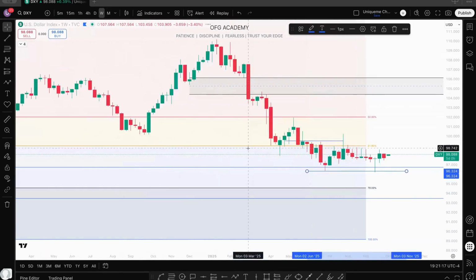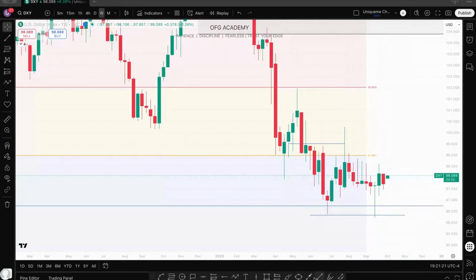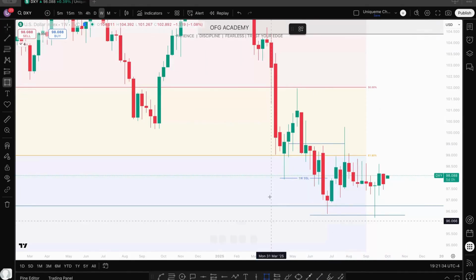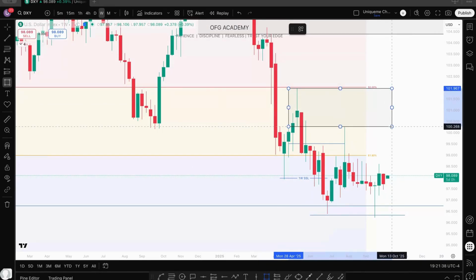Now, if I go to my weekly time frame, on my weekly time frame, what do I have here? A sell side liquidity being taken now. That's a break of structure. And what do I have next? I have another block, right?